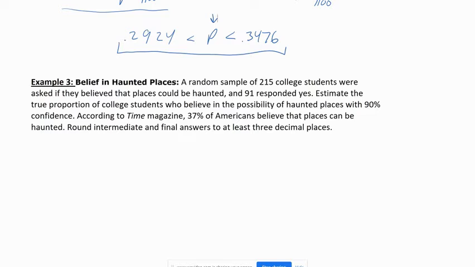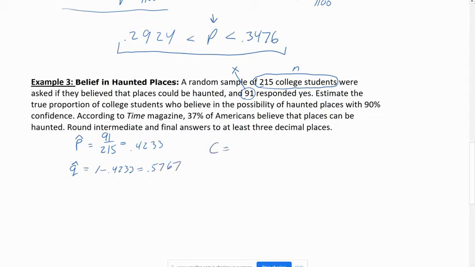Okay, so now let's take a look at example 3. This time we have a random sample of 215 college students, so that's N. They were asked if they believed that places could be haunted, and 91 of them said yes, that is X. So from that we can calculate P hat. P hat is 91 over 215, and so that is 0.4233, and Q hat is 1 minus 0.4233, which is 0.5767.